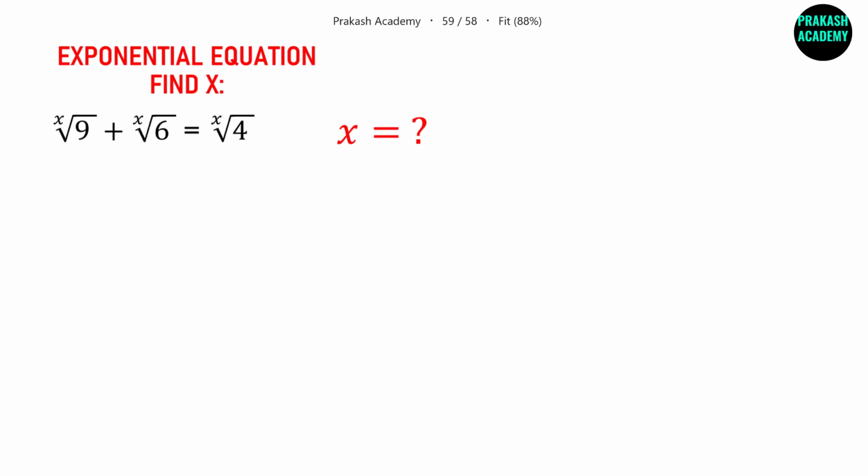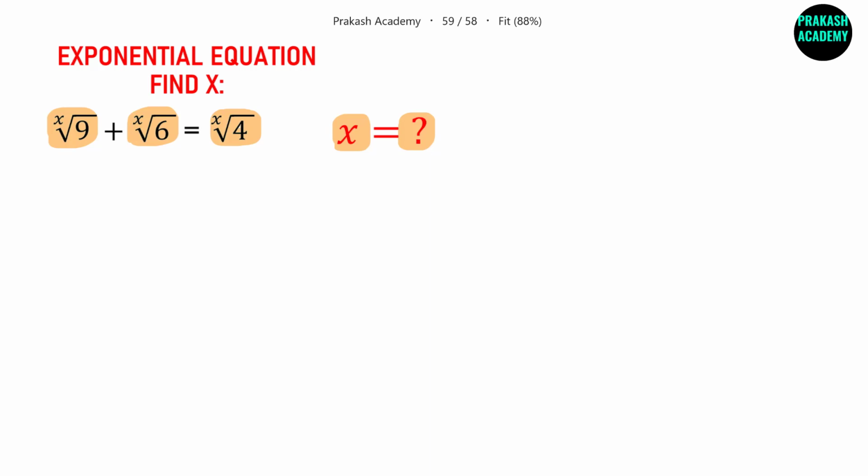In this problem, we have to solve an exponential equation. The equation is the xth root of 9 plus the xth root of 6 equals the xth root of 4. Then we have to find the value of x that satisfies this equation. So how will you solve this problem?